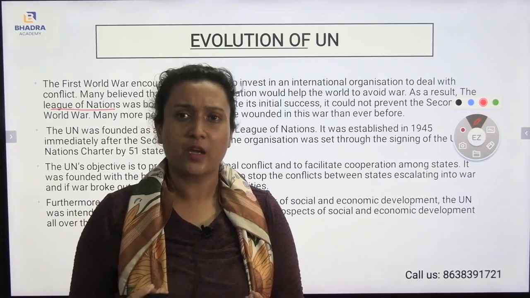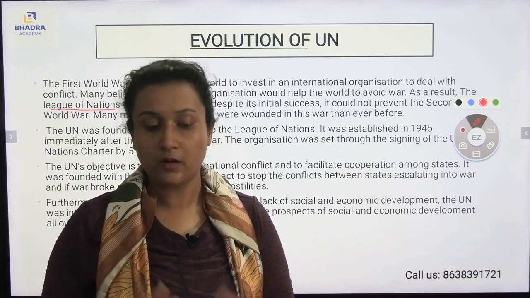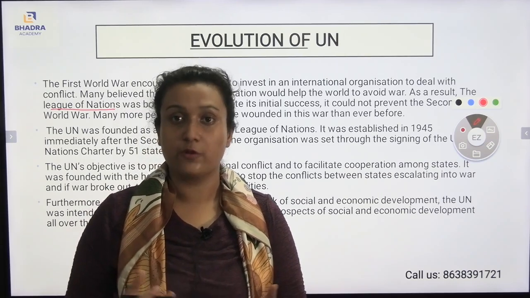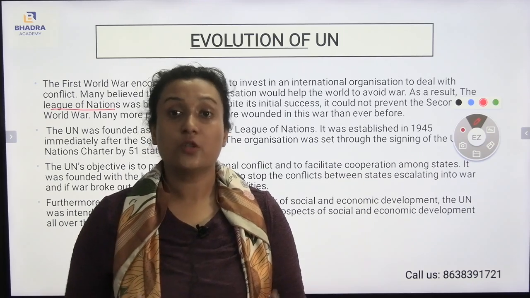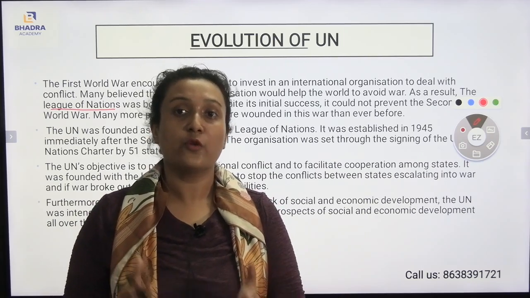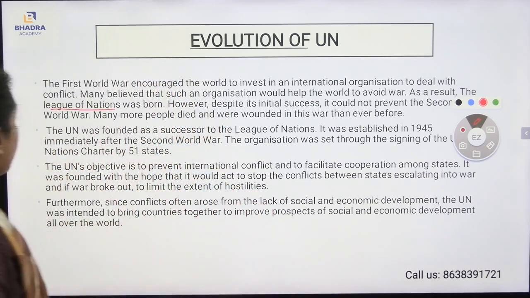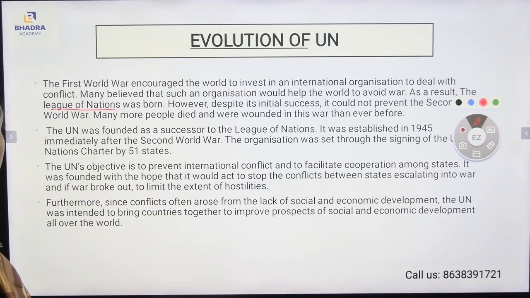You see, during the Second World War, many of the countries were defeated or affected. On the other hand, common people also had their lives affected due to the Second World War. The League of Nations was successful, but was not successful in eradicating the Second World War. Also, the UN was founded as a successor of the League of Nations. It was established in 1945, immediately after the Second World War. The organization was set up through the signing of the UN Charter by 51 states.